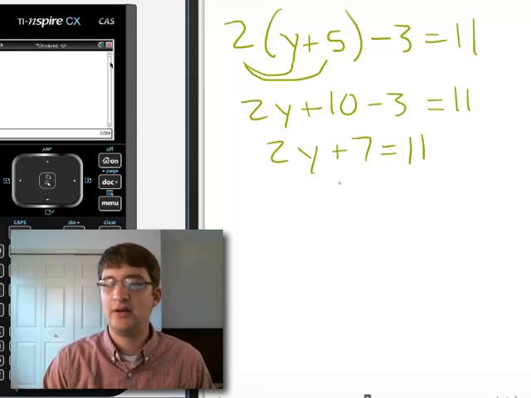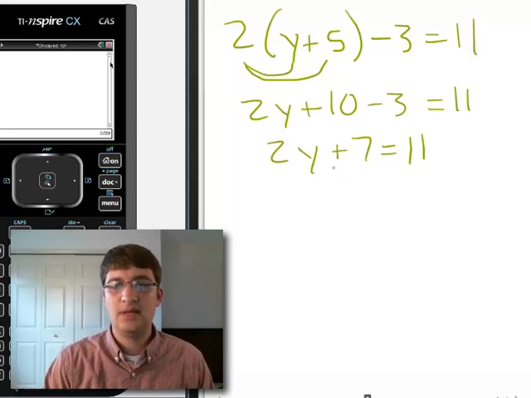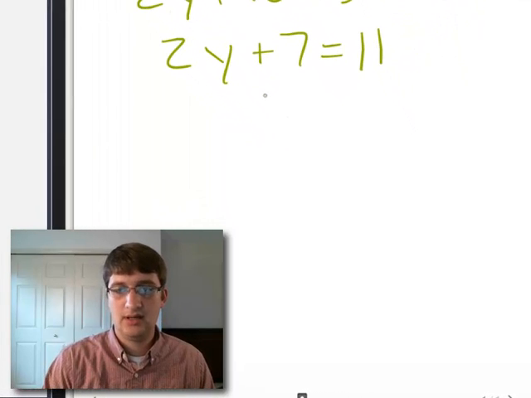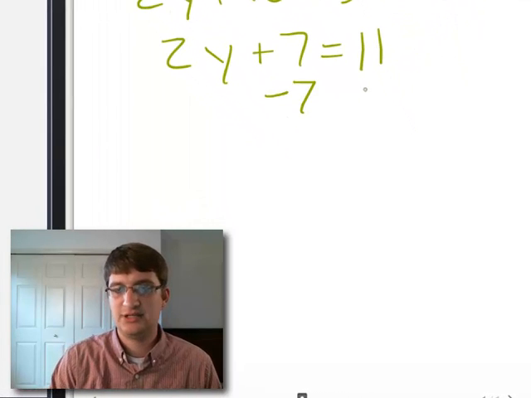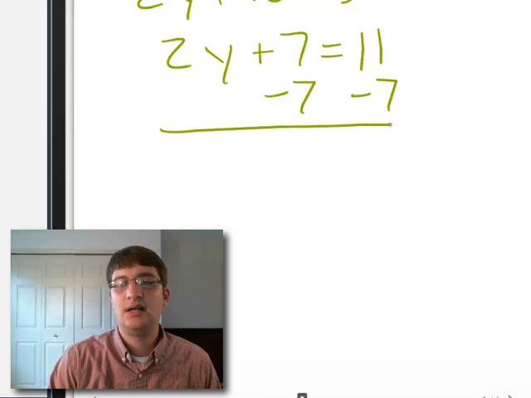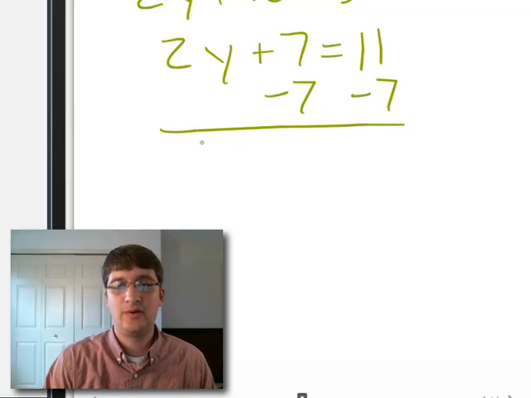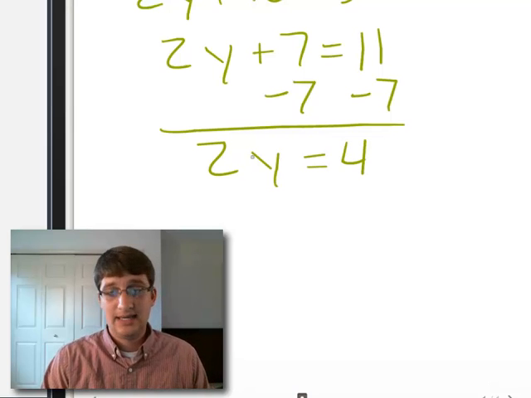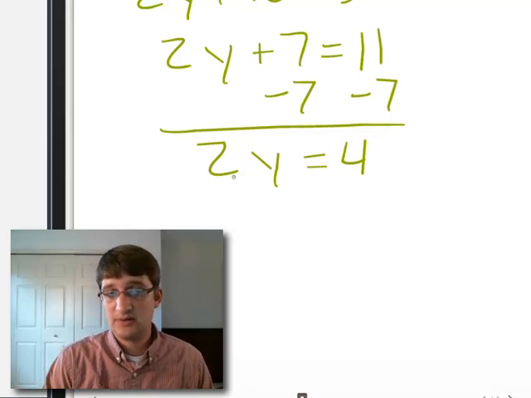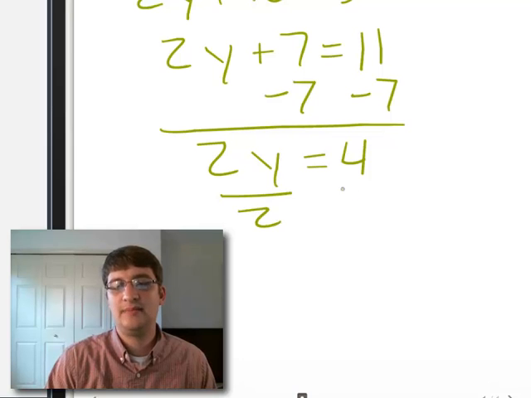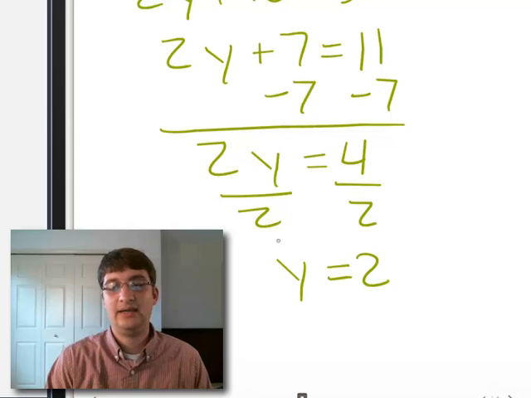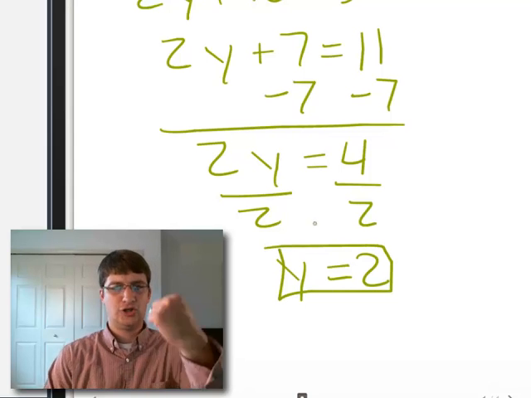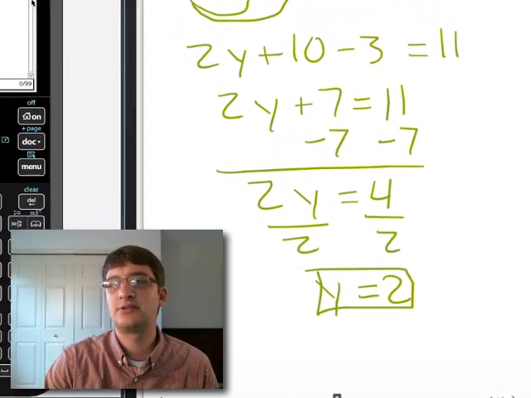So we want to get that variable by itself. I start by moving the number because that's least attached to the variable. 11 minus 7 is just going to give me 4, so 2y equals 4. Now I can separate that multiplication through division, so I'm going to divide each side by 2, and I get y equals 2 as my answer. Success! All right, let's go on to the next one.